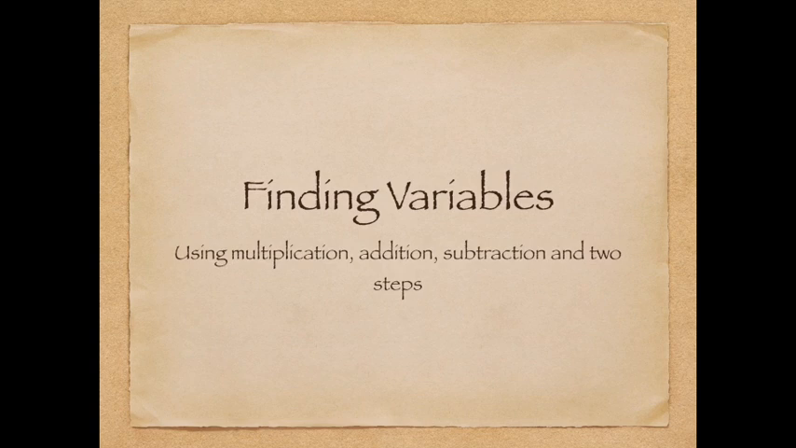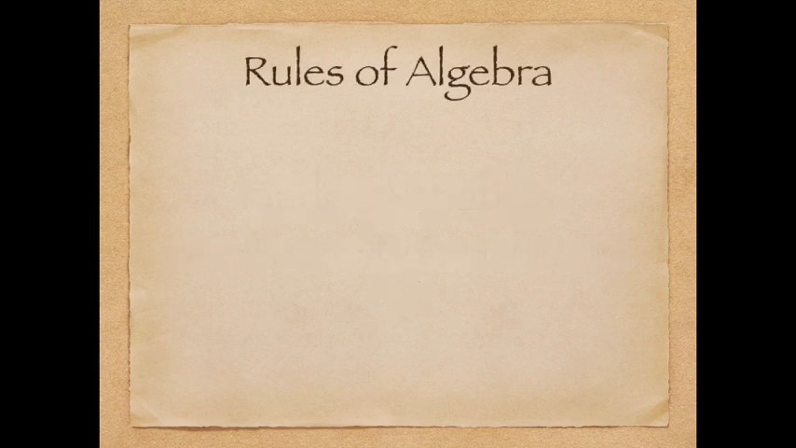So now today we are going to find variables, and we are going to do this using multiplication, addition, subtraction, and we're going to use two steps. Up to now, we've kind of been only doing one step. Either we isolate or we find just one n. Well, today we are going to practice both rules of algebra together. So let's take a look at what that means.